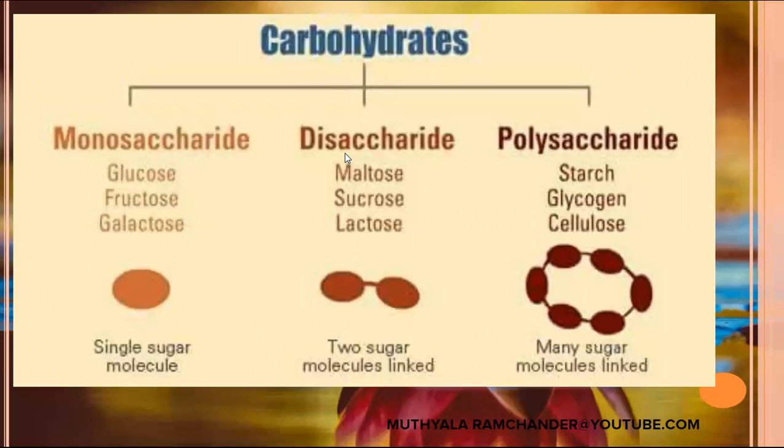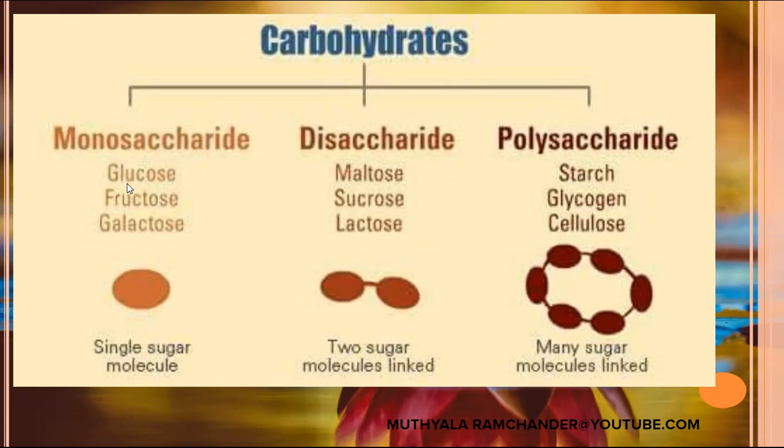See, there is another type of classification here also: monosaccharides, disaccharides, polysaccharides. Mono means a single molecule of sugar. Disaccharides means two sugar molecules linked with a glycosidic bond. Polysaccharides means many sugar molecules linked with many glycosidic bonds.